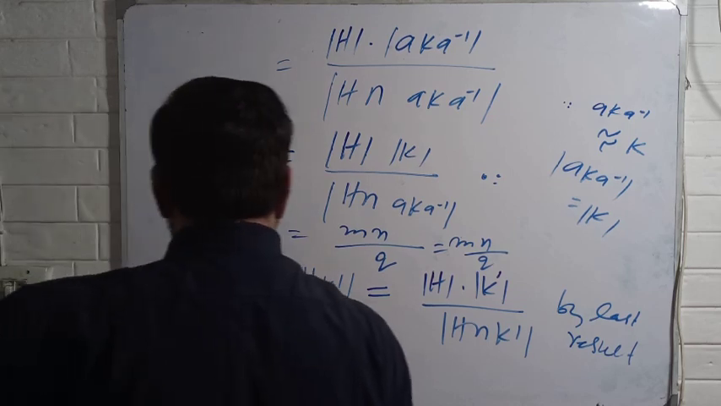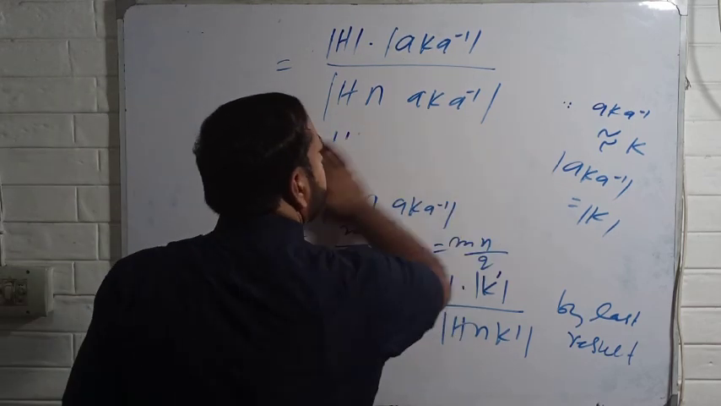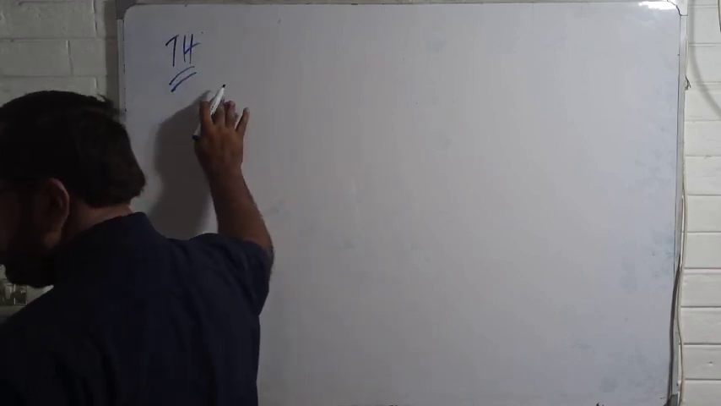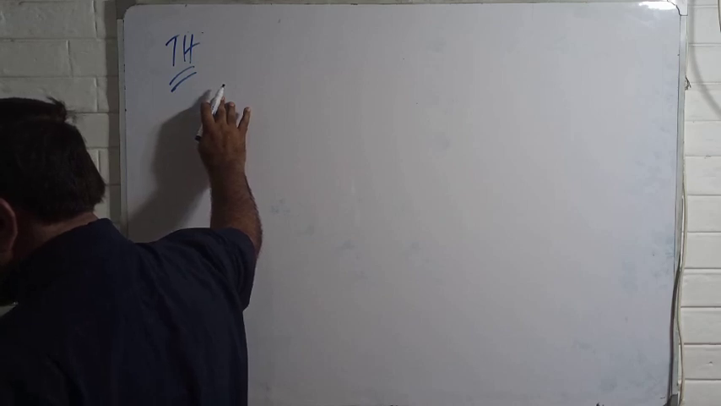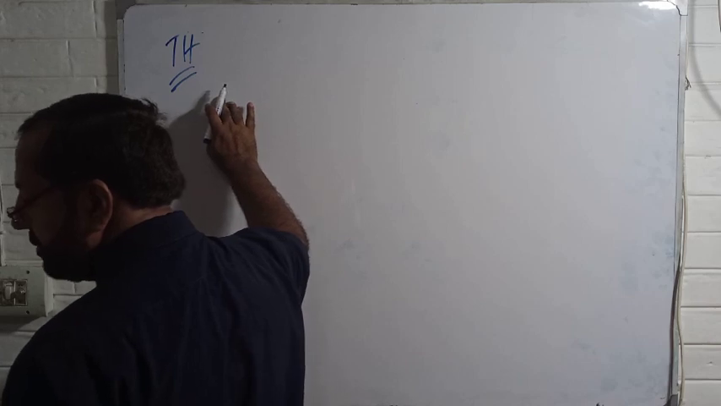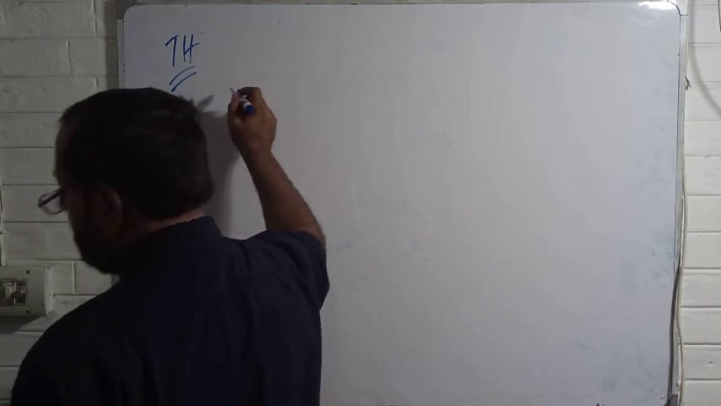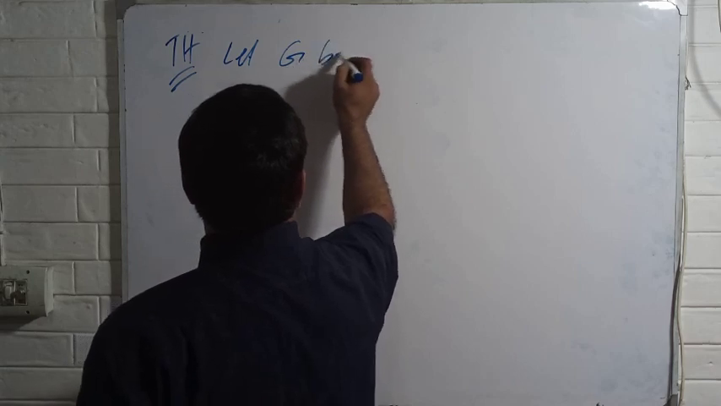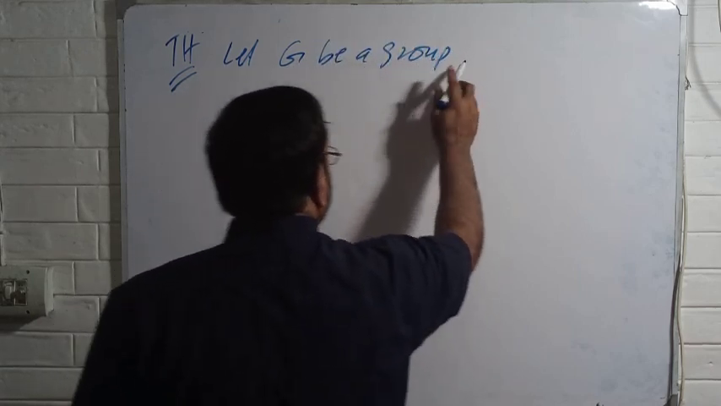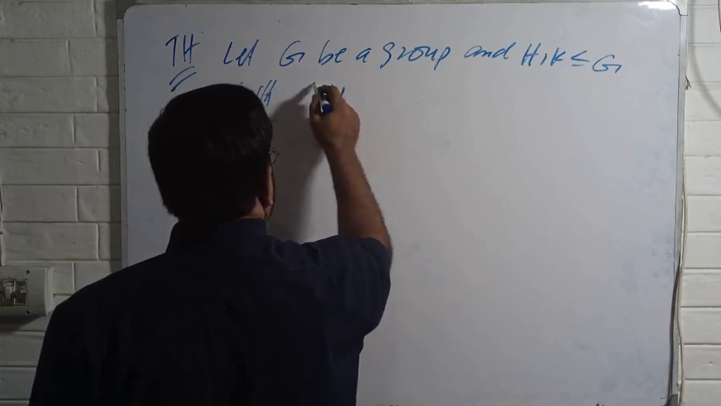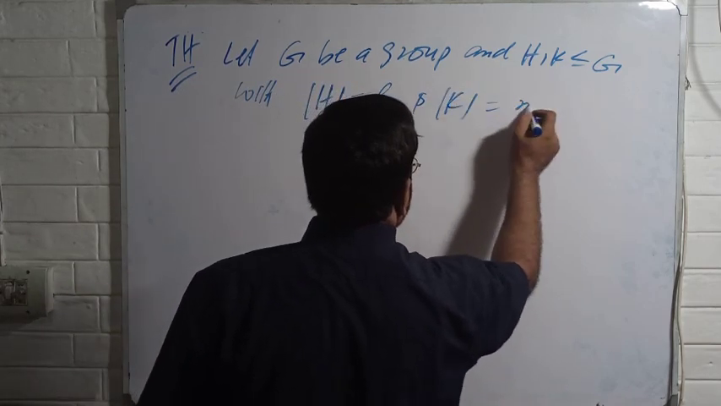Okay, you have another theorem similar to this. The last theorem of this lecture is: let G be a group, and H, K subgroups of G with order of H equal to L and order of K equal to M.